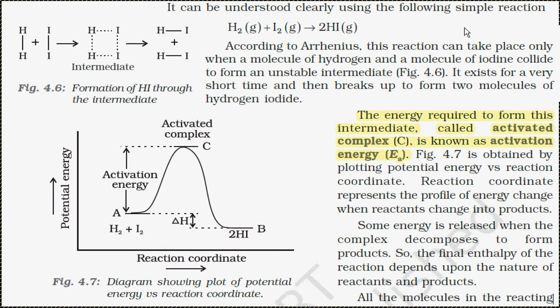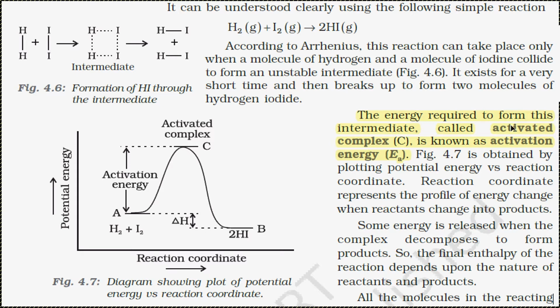Here a simple reaction is taken: H2 plus I2 gives 2HI. Now according to Arrhenius, the reaction can take place only when a molecule of hydrogen and a molecule of iodine collide to form an unstable intermediate. So here you can see it is forming an intermediate, that is figure 4.6. It exists for a very short time and then breaks up to form two molecules of hydrogen iodide. So two molecules of HI.